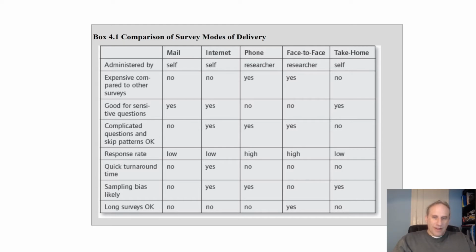What is the response rate? And again, face-to-face interviews probably have the best response rate. Do you have a quick turnaround time? What's the sampling bias? And are people willing to do long surveys in that mode? And again, face-to-face surveys, for a lot of reasons, in person, people are willing to sit for the longest surveys face-to-face, which is why the General Social Survey, which we'll be dealing with later in this semester, uses face-to-face because they ask very long sets of questions and get very robust responses.